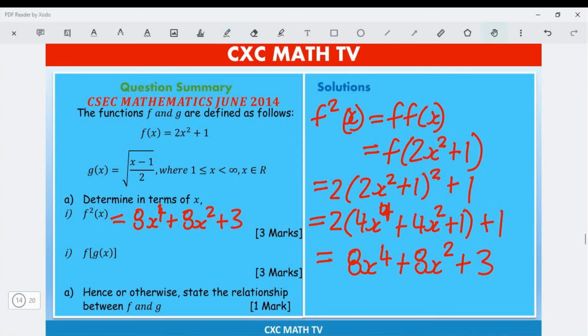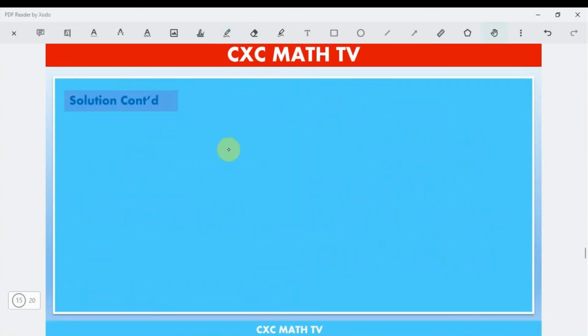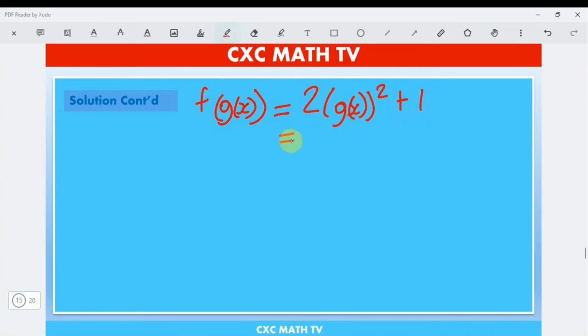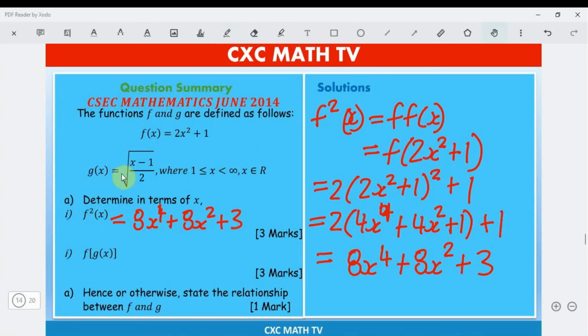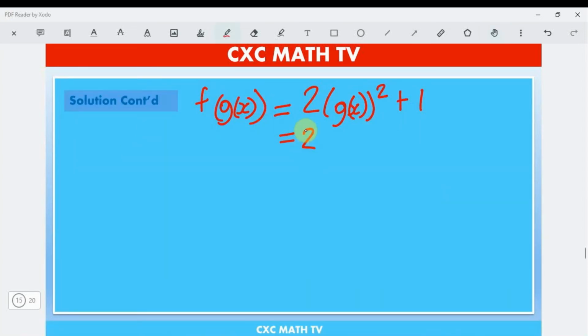Now the next part says to find fg of x. So let's go ahead and write down fg of x. Fg of x means we substitute g of x into f. So that's going to be 2 times g of x, that is then being squared, plus 1. Because that was f of x, right? But now g of x is going to be the square root of (x minus 1) over 2. So what we're going to get is 2 times the square root of (x minus 1) over 2, all squared, right? And then of course we add 1 to it.